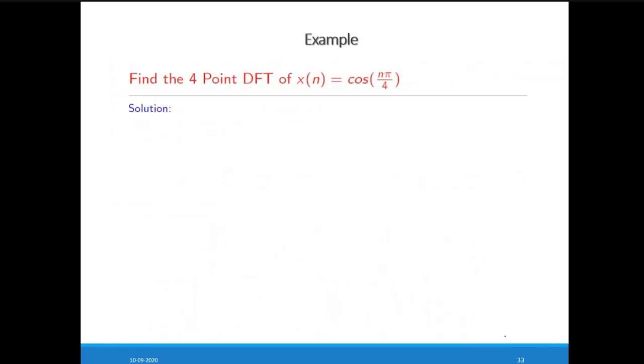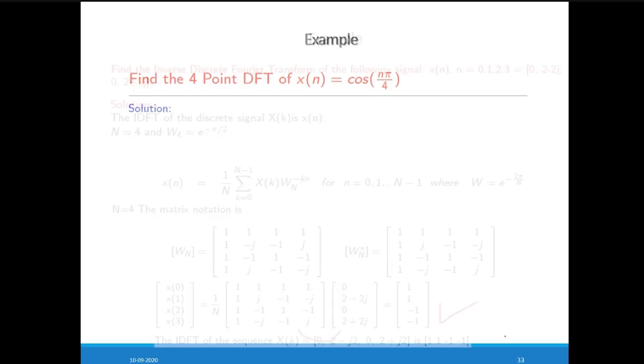Okay, those finished. Just write down the statement for the next example. We have to find the 4-point DFT of x of n is equal to cos n pi by 4.